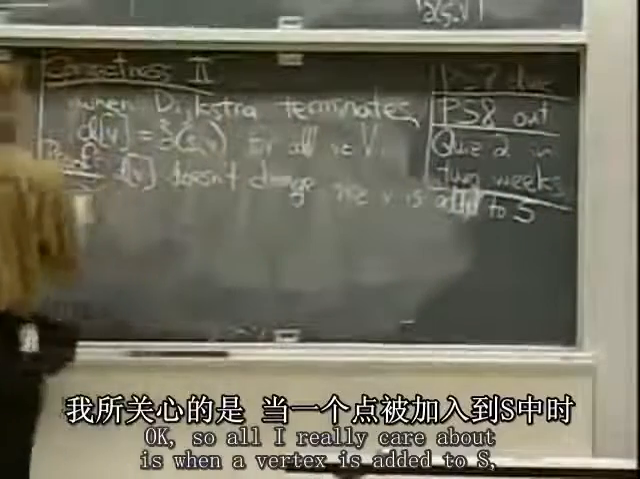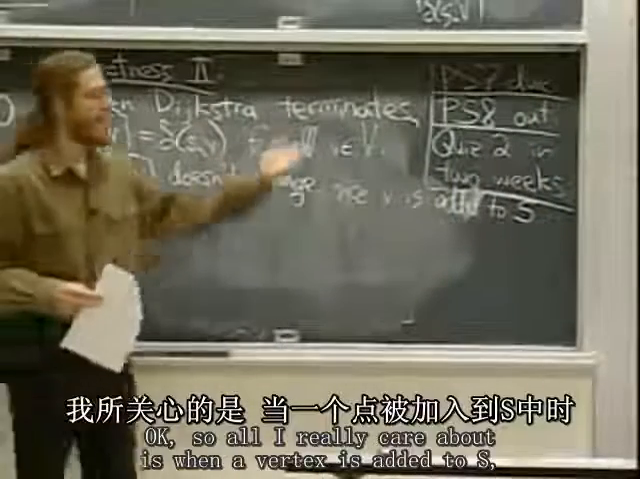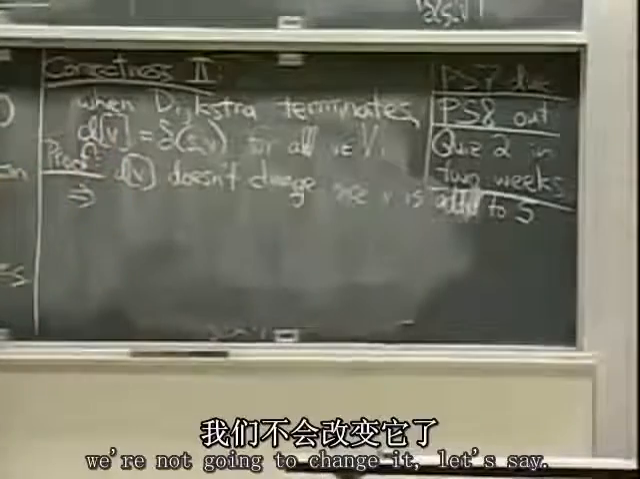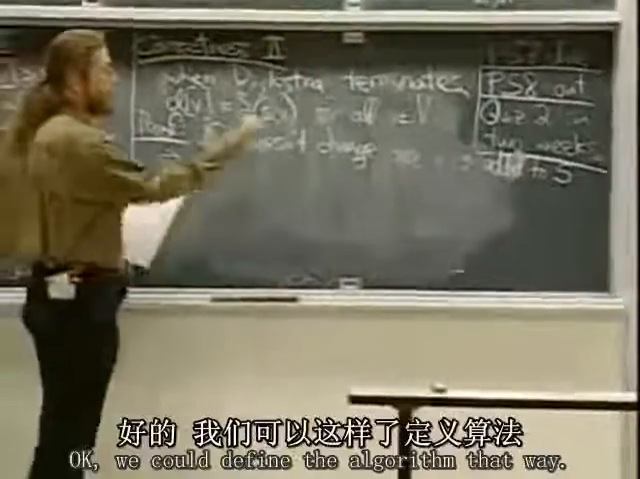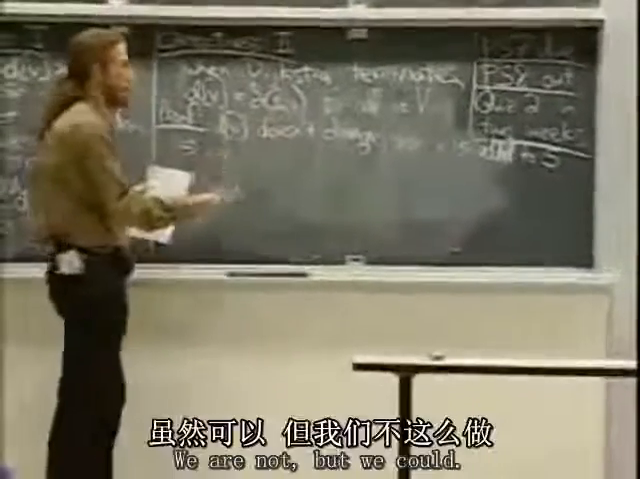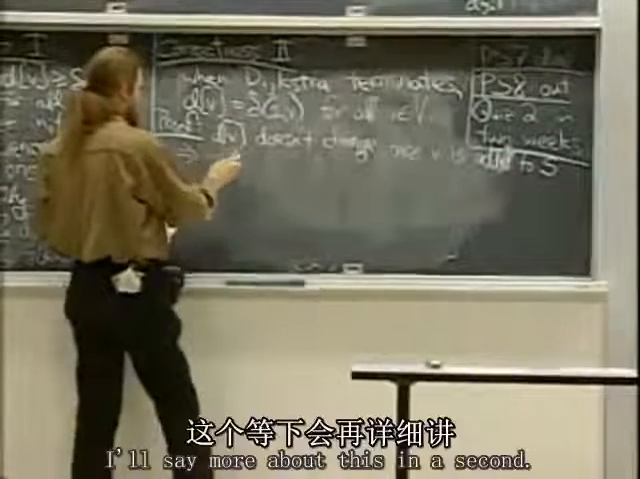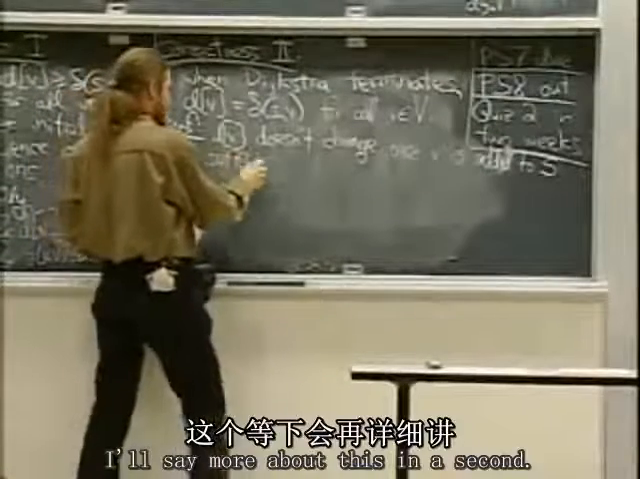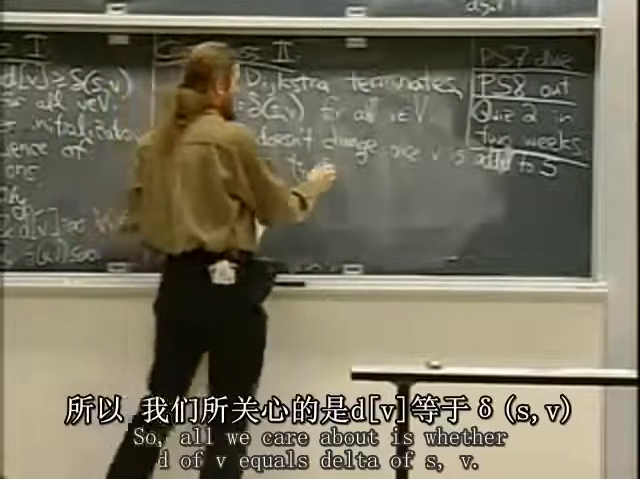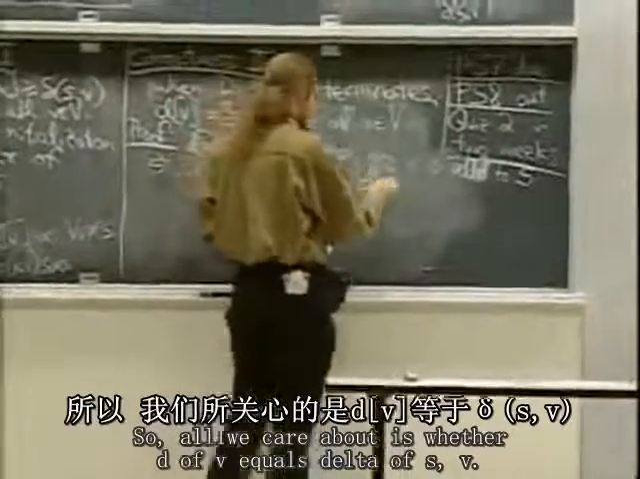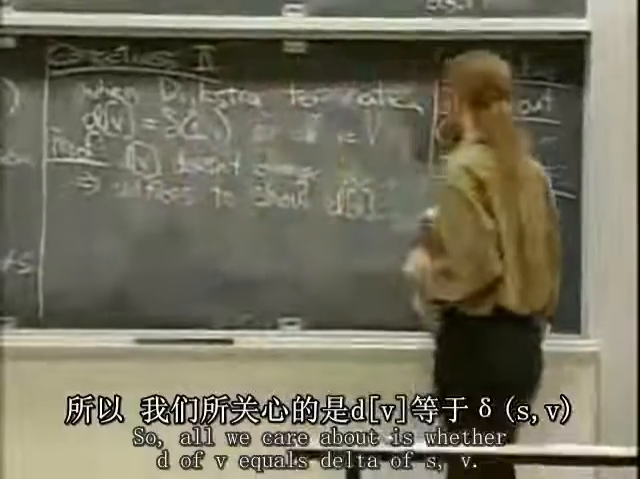This will actually follow by something we'll say in a moment. All I really care about is when a vertex is added to S, we better have the right estimate, because after that, we're not going to change it, let's say. We could define the algorithm that way. We're not, but we could. I'll say more about this in a second. So all we care about is whether d of v equals delta of s comma v. That's what we want to prove.